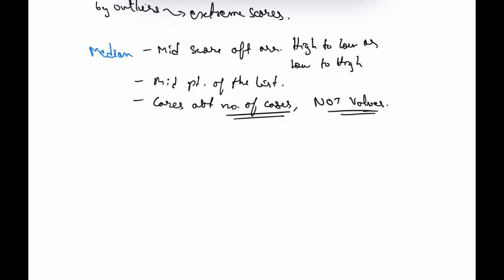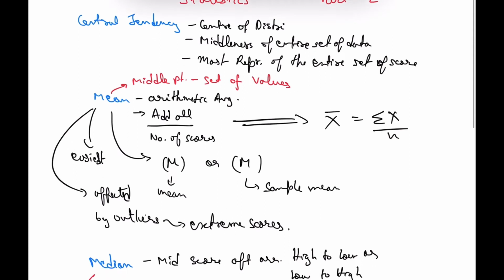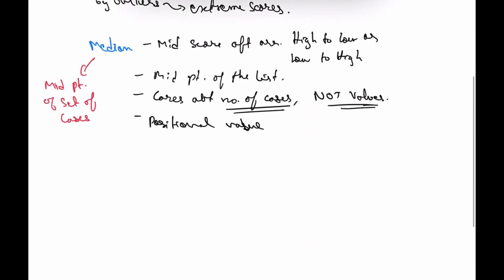Therefore it is a good question why we prefer median over mean. One reason is that it is insensitive to extreme scores, it is not affected by extreme scores, and it has a positional value. That is why we sometimes use median over mean. Median is the midpoint of the set of cases, whereas mean was the middle point of the set of values.